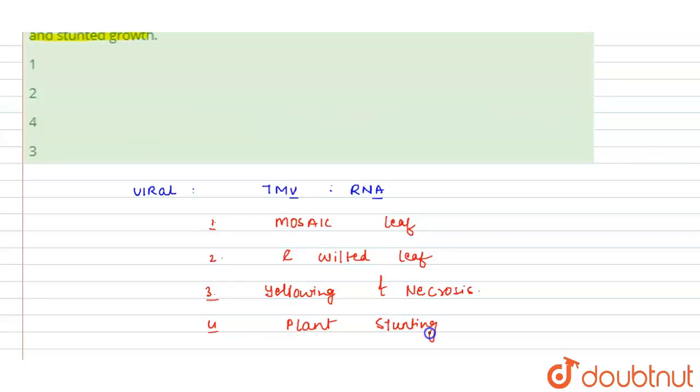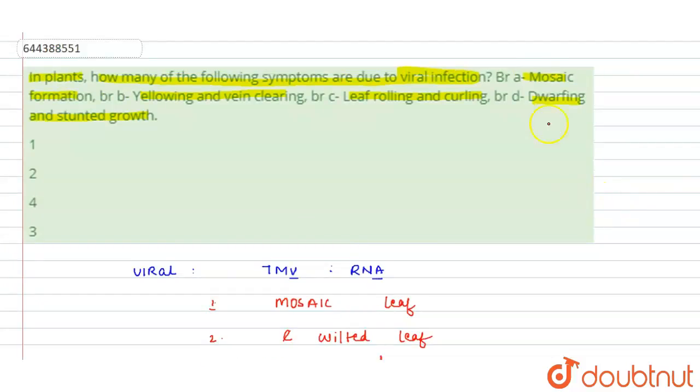So among the options, all the options can result, it can be visible under the virus infection, that is mosaic formation, yes, yellowing and vein clearing, yes, leaf rolling and curling, that is the wilting of the leaves, yes, dwarfing and stunted growth, yes. Then we have 1, 2, 3 and 4, that is all the 4 options are correct.